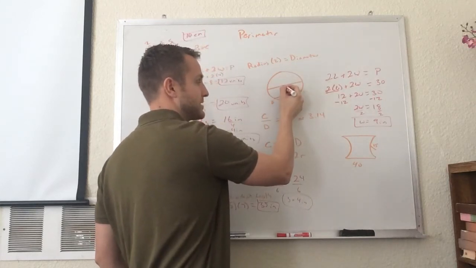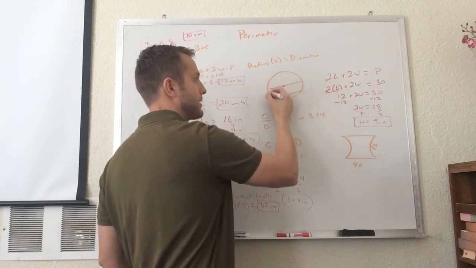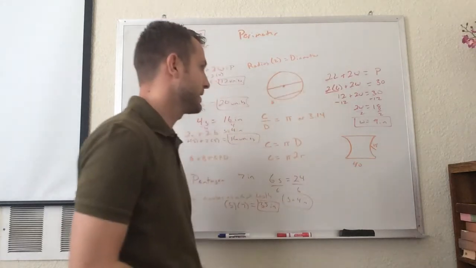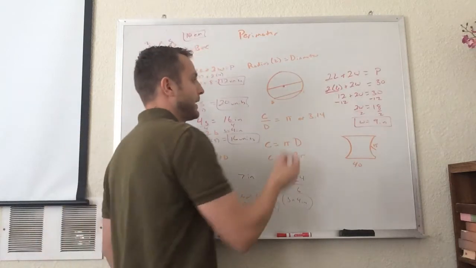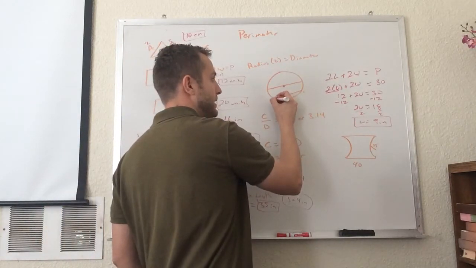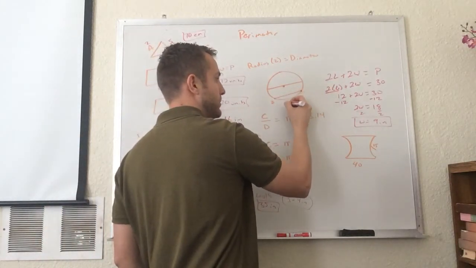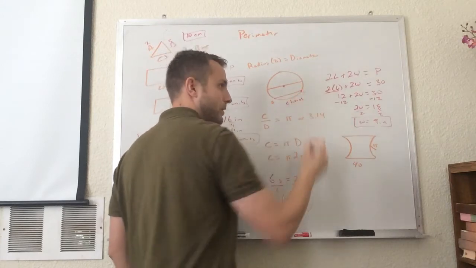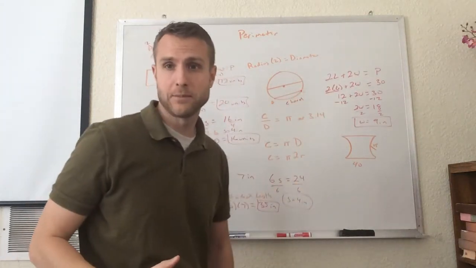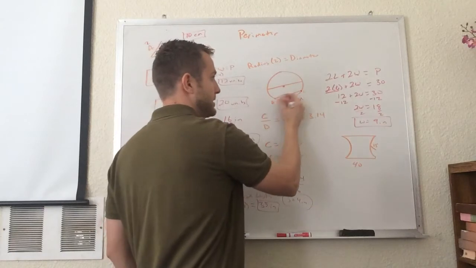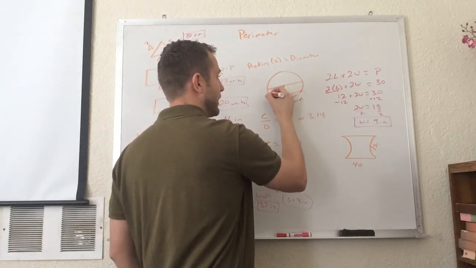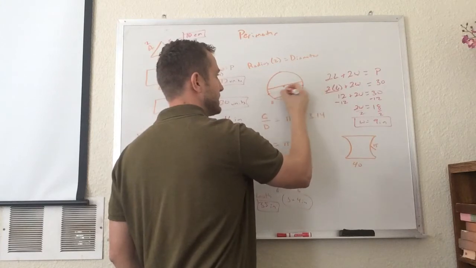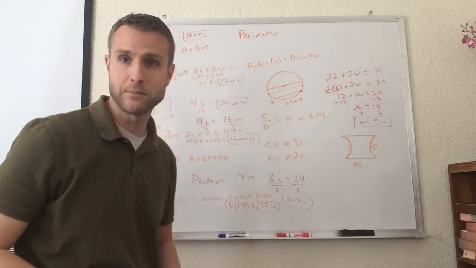So in a circle, you have a center point, and then everything on this curve is the same distance from that center point. If you have a segment that goes from one point on a circle to another point, we call that a chord. Now, not all chords are the same length. So, for example, this chord would be a different length from a chord from here to here, and from a chord from here to here. So not all chords are the same length.